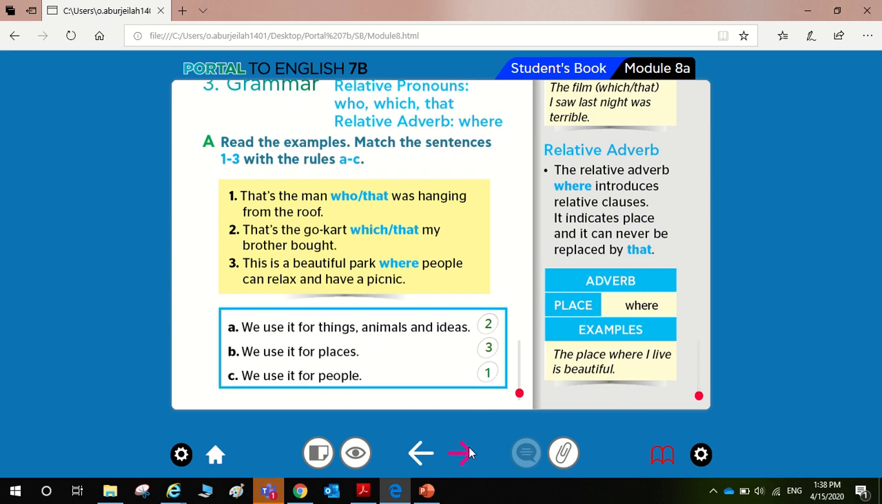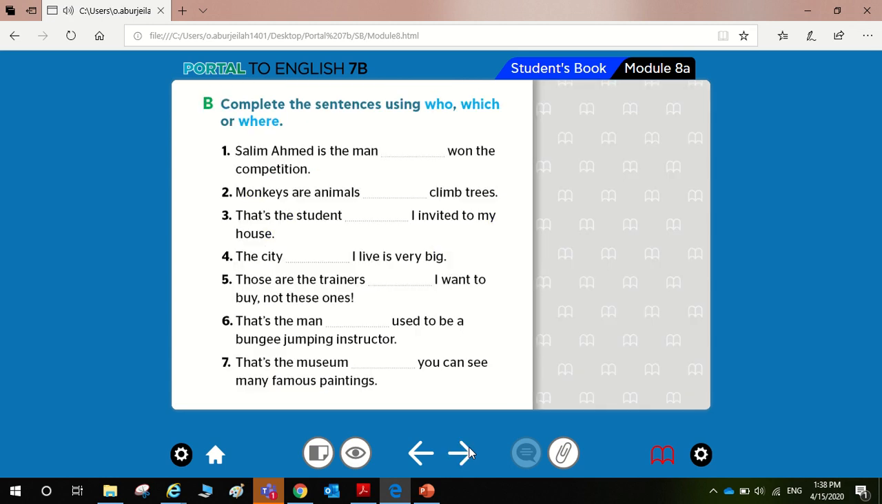Let's go to the other page. Complete the sentences using who, which, or where. We never use that in this activity. Salim Ahmed is the man. This is a person. Salim Ahmed is the man ___ won the competition. What is the relative pronoun or relative adverb we use in this space? The man. Yes, excellent. Who.